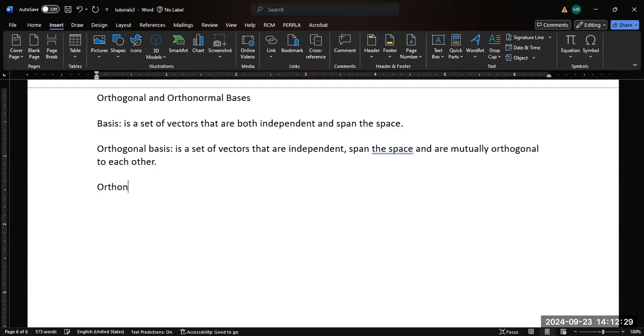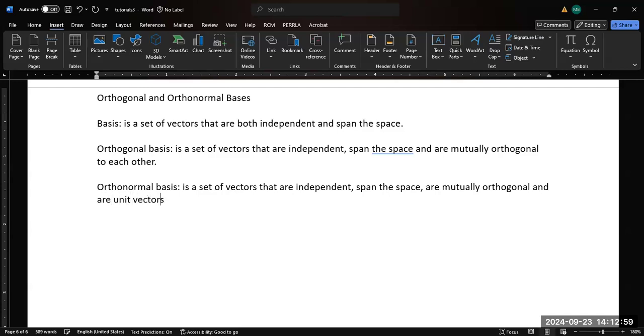Now, an orthonormal basis takes this one step further. This is a set of vectors that are independent, span the space, are mutually orthogonal, and also are unit vectors. So the normal part of orthonormal is that normalization is making these unit vectors.